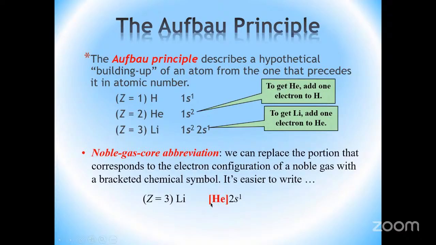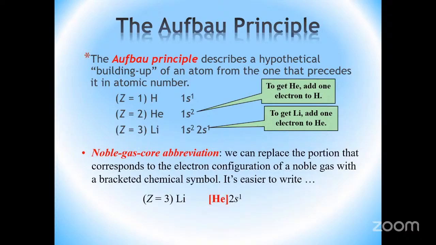So therefore, we have helium within square parentheses, and then we write down the rest of the configuration, which would be 2s1, and this would be the abbreviated version, right? Now, you might be wondering, why do we say this is abbreviated compared to this? Because this and this are about the same in terms of length, right?